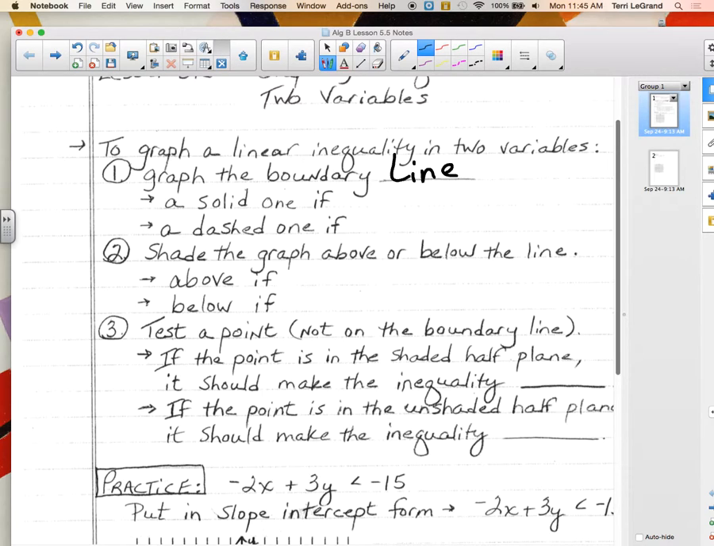So when are we going to make the boundary line solid? When what inequality symbols are being used? When it has the equal to. If we have is less than or equal to, or is greater than or equal to, we're going to make sure our line is solid. If it has that equal to bar part, we're making a solid boundary line. It's going to be dashed if it is just is less than or is greater than, with no equal to bar. That's when we leave it dotted, dashed, whatever you want to call it.